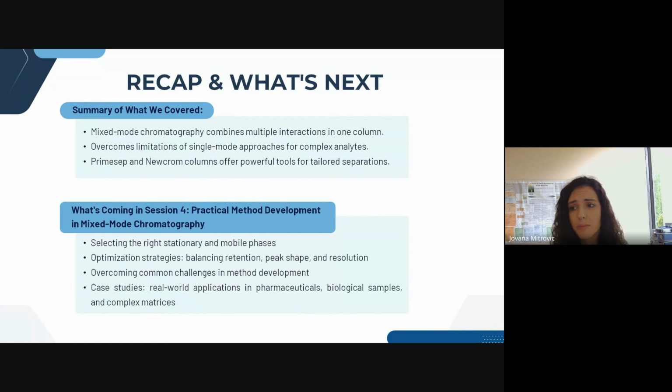To recap, mixed-mode chromatography provides a powerful solution for complex separations by combining multiple interactions in one column. We reviewed how PrimeSep and Nucrom columns overcome the limitations of single-mode techniques and explored some real-world examples that can be used in pharmaceutical, botanical, and biochemical applications. And in our next session, we'll focus on practical method development with mixed-mode columns, including how to balance retention, resolution, and sensitivity, plus some very difficult case studies that show real success in challenging applications.